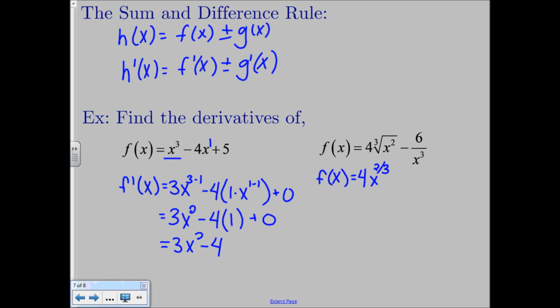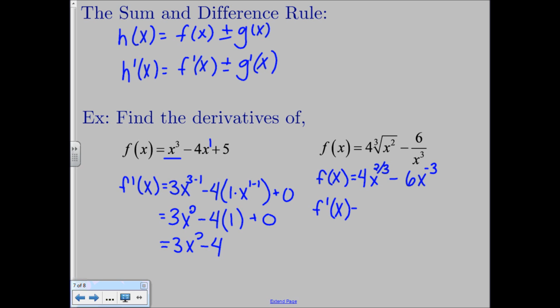If you need a refresher on fractional exponents, you should definitely go talk to your professor or a classmate about that, because that's going to be really helpful for future problems. Minus, and bringing that x cubed out of the denominator will make that x to the -3. Okay, so now let's just go through and apply the different rules we've talked about so far.